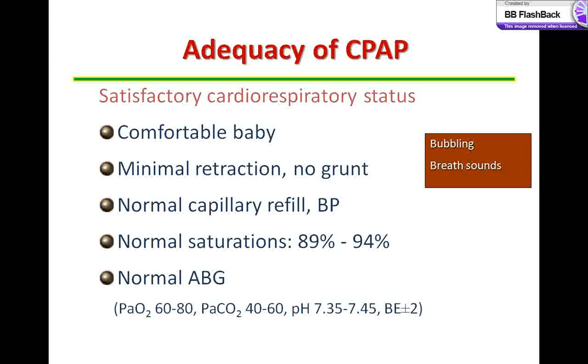Bubbling in the bubble chamber is a sign that the pressure is achieved in the respiratory circuit. And bubbling sounds heard in the chest indicate that the pressure has actually reached the lungs and opened the alveoli. So always look for bubbling in the bubble chamber and bubble sounds on auscultation in the infra-axillary region of the infant to make sure that the CPAP is working well.